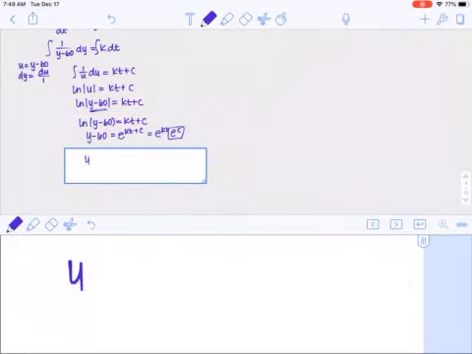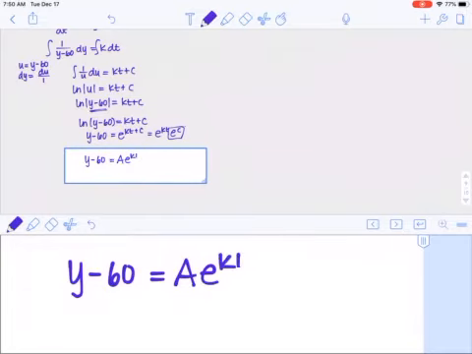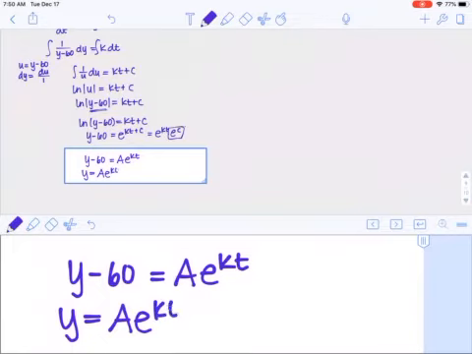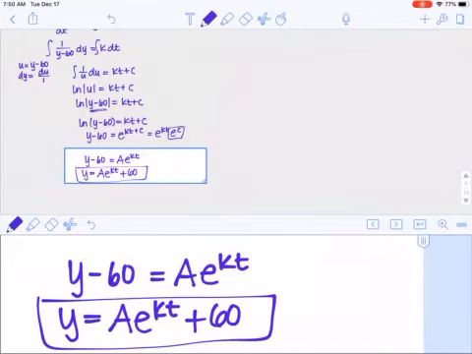And so what I have is y minus 60 equals a e to the kt, or y equals a e to the kt plus 60. And this is the model I'm going to use as my general solution. I still have two things I need to find, a and k. I'm going to use the information above.